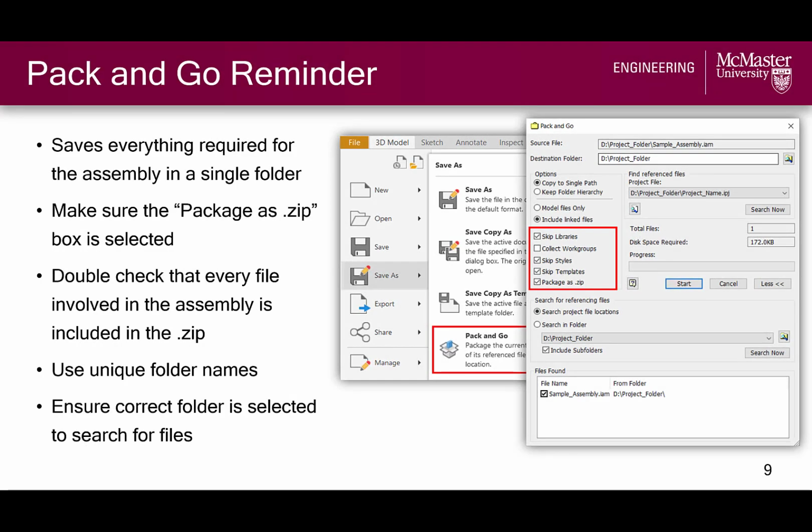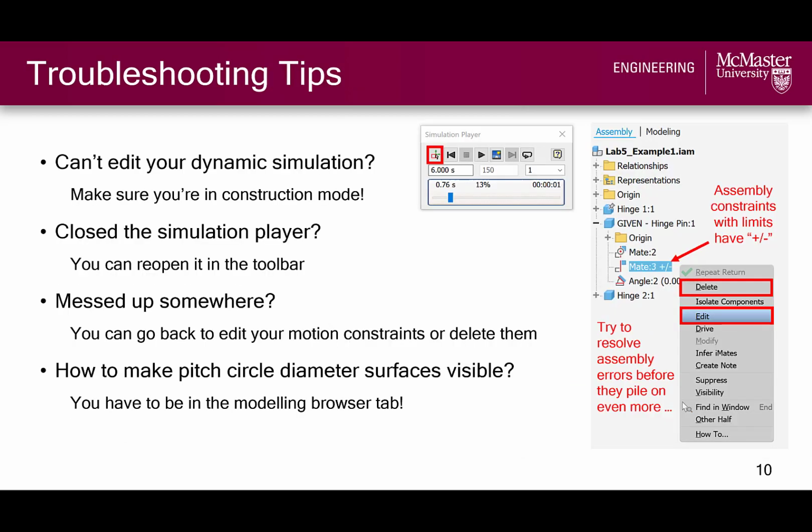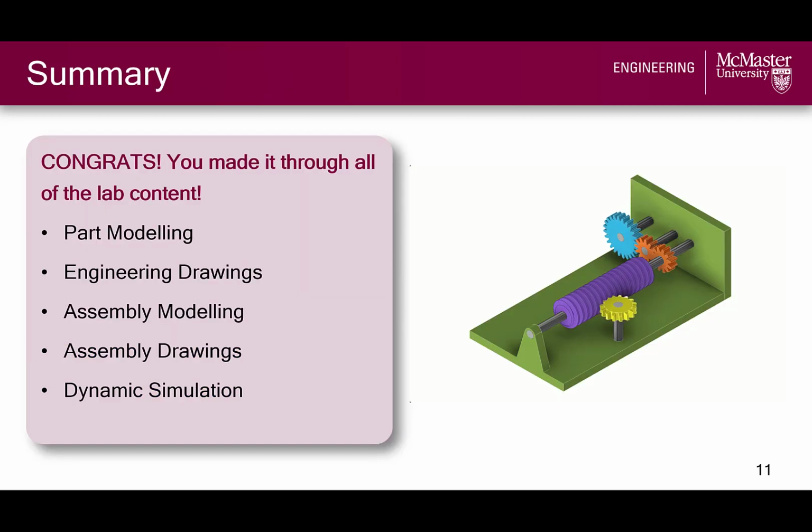A couple reminders include this reminder on using Pack and Go to save and share your work, which you can review on your own time if needed, as well as these troubleshooting tips for dynamic simulation that we introduced in the Lab 5A video. I added a reminder on how to make pitch circle diameter surfaces visible through the Modeling Browser tab, because it's an easy thing to forget. With that, congratulations for making it through all of the lab content, from individual part modeling all the way to simulating assembly models of mechanisms.